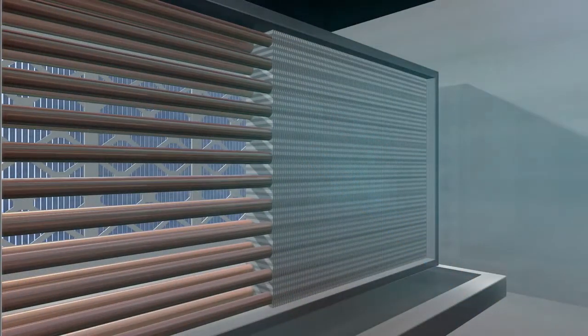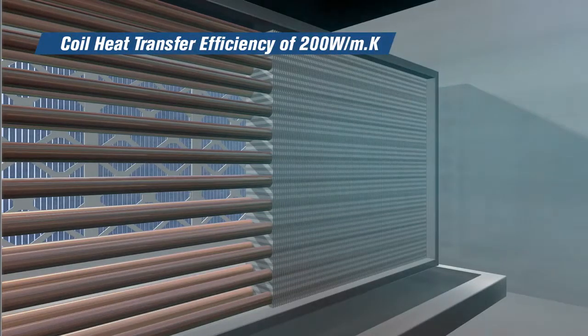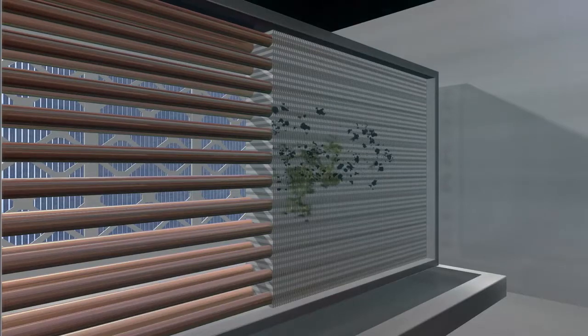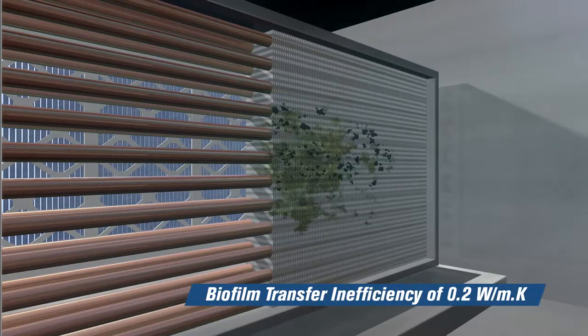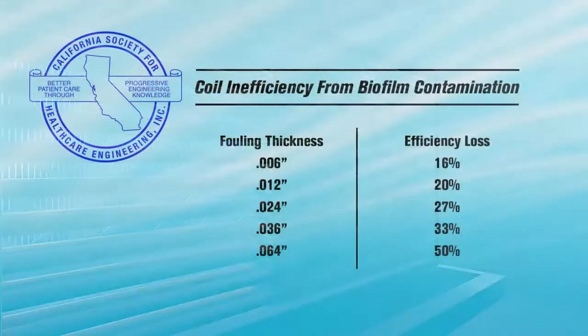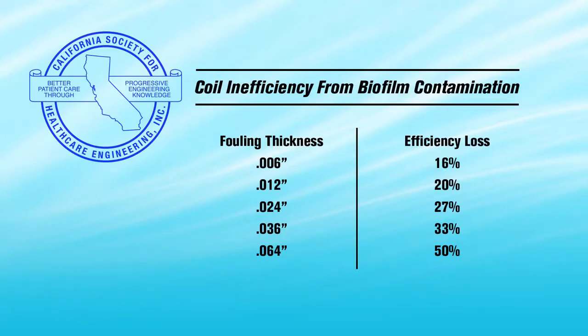The metal fins of the coil are typically made of aluminum that has a heat transfer efficiency of 200 watts per meter Kelvin, whereas the biofilm that often covers the fins may be 0.2 watts per meter Kelvin, or approximately 1,000 times less efficient. According to the California Society for Healthcare Engineering, it only requires a 1.5 millimeter fouling on the coil fins, 0.006 of an inch, to reduce the coil's efficiency by 16%.